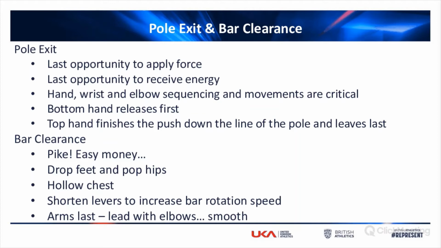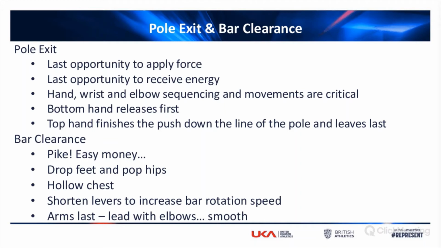And for me, teaching the hand, wrist, and elbow sequencing of turning through the top of the pole and pushing down the line of the pole is something that's generally not done particularly well. We have a battery of training exercises, which perhaps is for a future presentation, that we use to teach that sequencing through the top of the jump. But ultimately, we're trying to pull down through the pole as the athlete makes the turn and exits the pole, with the bottom hand releasing first and the top hand pushing down the line of the pole and leaving last. We'll see this all in videos in a minute, guys.